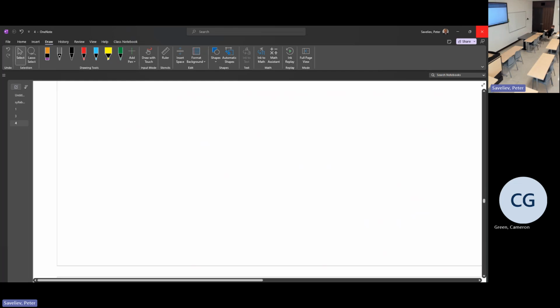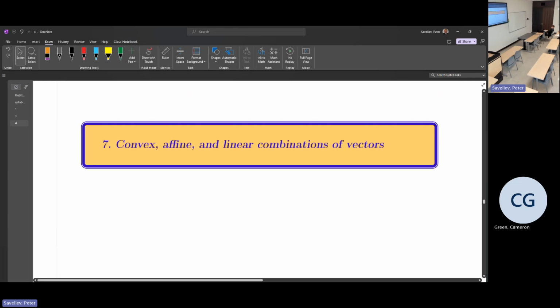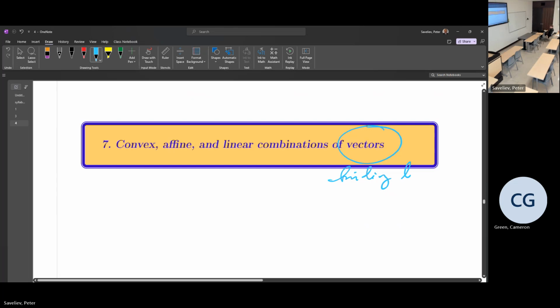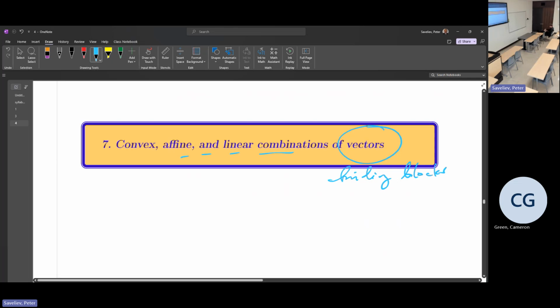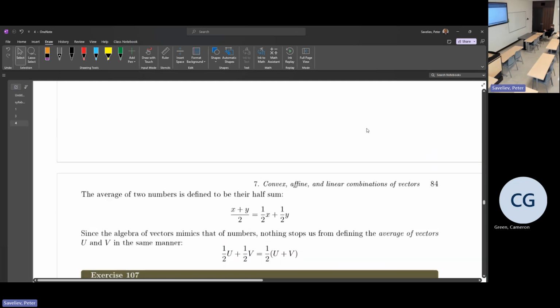All right, so the next topic is convex, affine, and linear combinations of vectors. Once again, we choose some vectors as building blocks, and then we hope to construct the rest of the vectors that we care to deal with as combinations of those, using naturally the algebra. That's what this is all about, the algebra of those two operations. Once again, that's what linear combinations are. This is where it comes from: taking averages. The idea comes from taking averages.